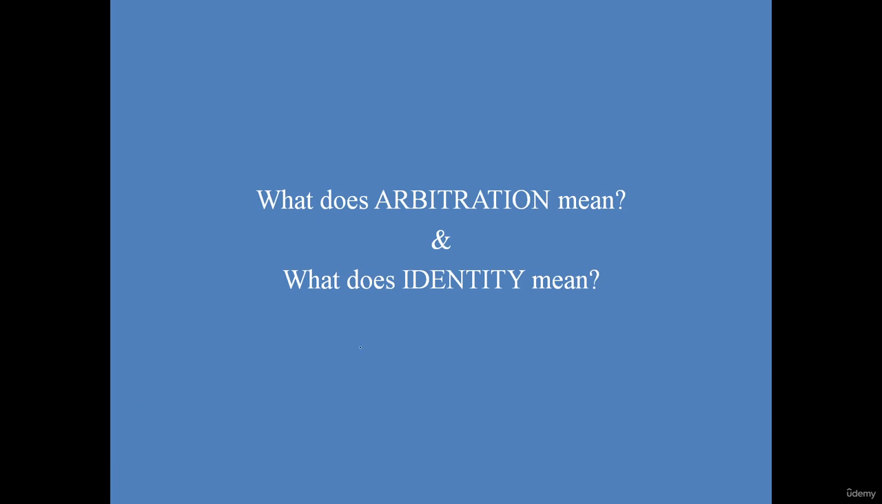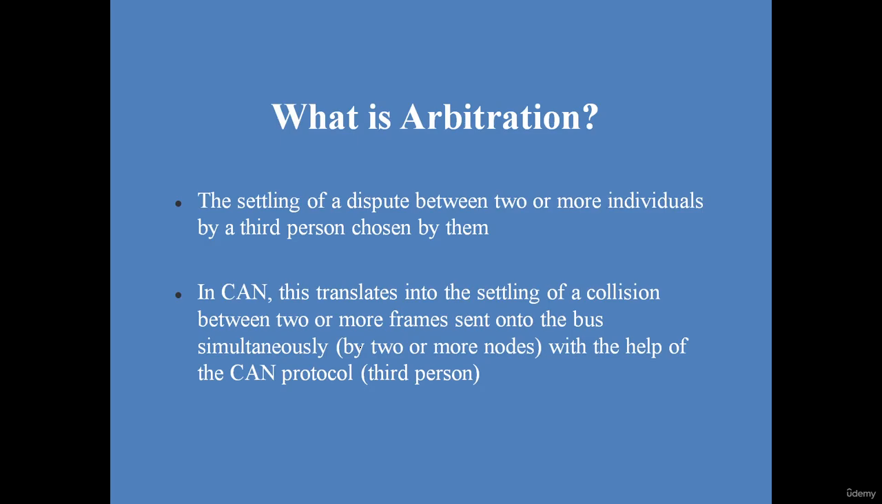So the next question is, what does arbitration mean and what does identity mean? Starting with arbitration. Arbitration is a process of settling a dispute between two or more individuals by a third person chosen by them. Let's take an example. Whenever there is a dispute between two people, they go to court and there is a judge who decides in favor of whom. So arbitration is basically a process in which a dispute between two or multiple individuals is settled by a third person, and they themselves decide who that third person is.